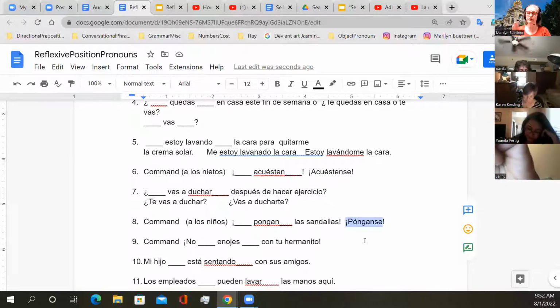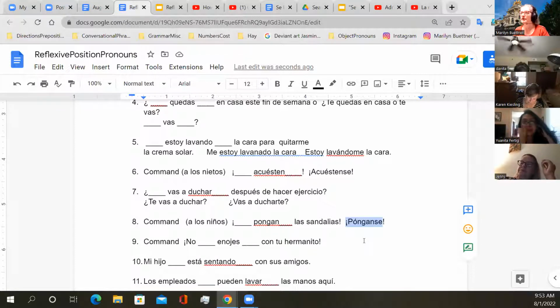That accent mark is just saying, I'm tagging on an extra syllable, so I need to keep the emphasis on that same thing. Pongan always has to sound like pongan. It never wants to become pongan. So to do that, they add a written accent mark. It doesn't matter for you speaking, but it matters for the writing. Pónganse, put it on. Okay. Now we've got a command.